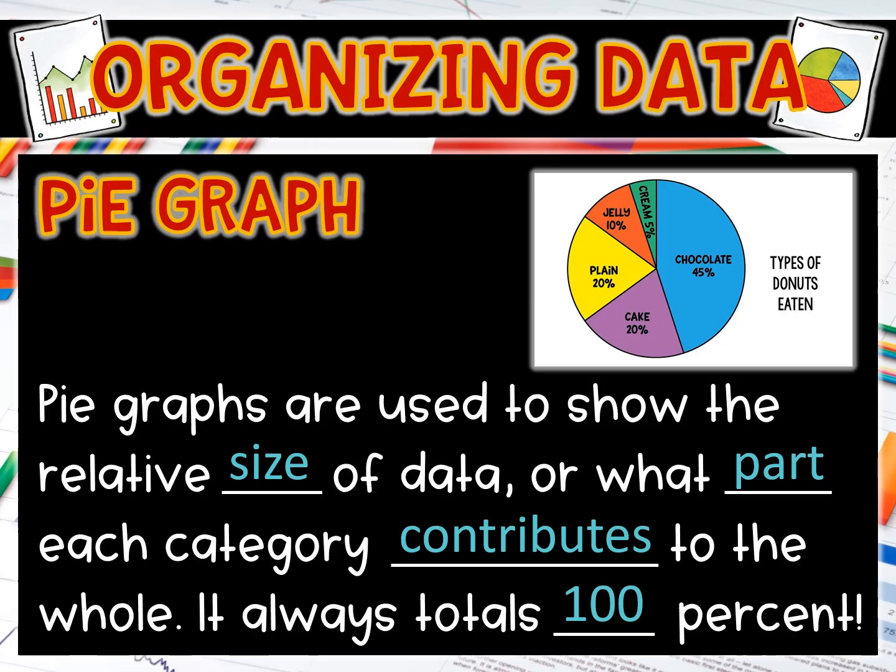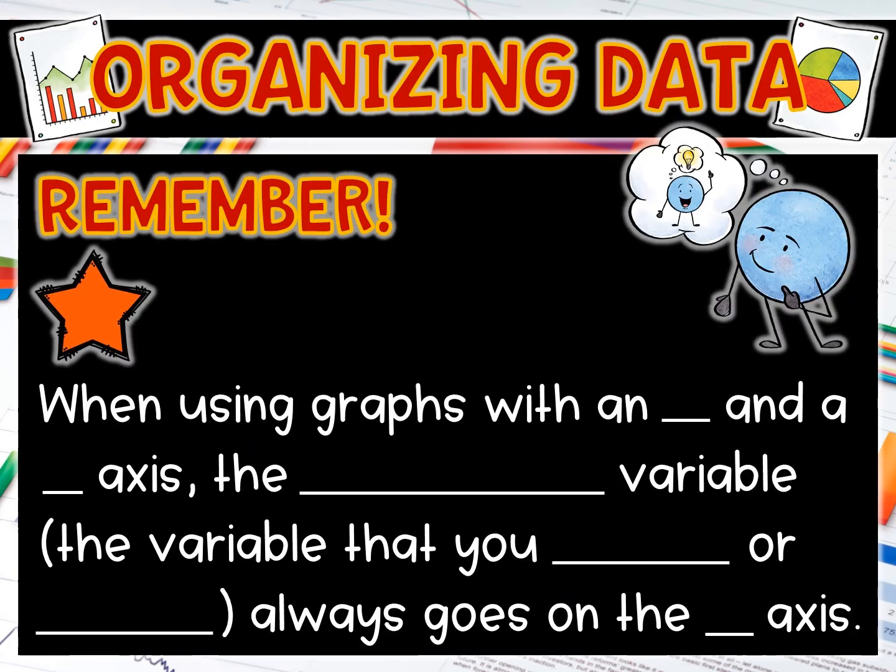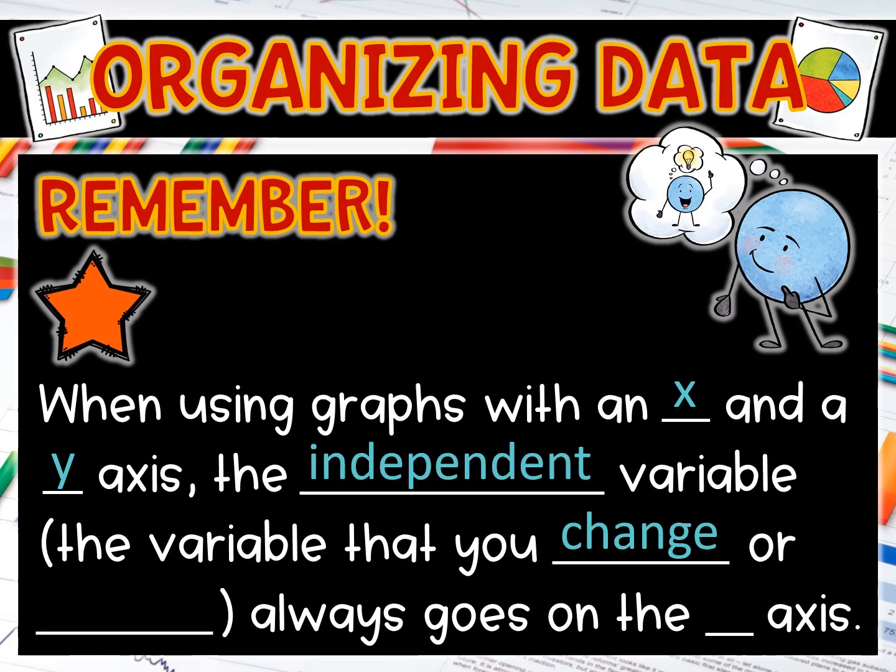Now we're going to look at some things that are important to remember when we're talking about graphs. When you're using a graph with an x and a y-axis, obviously a pie graph isn't going to have an x and a y-axis. The independent variable, which is the variable that you change or control, is always going to be on the x-axis. That's the one along the bottom.